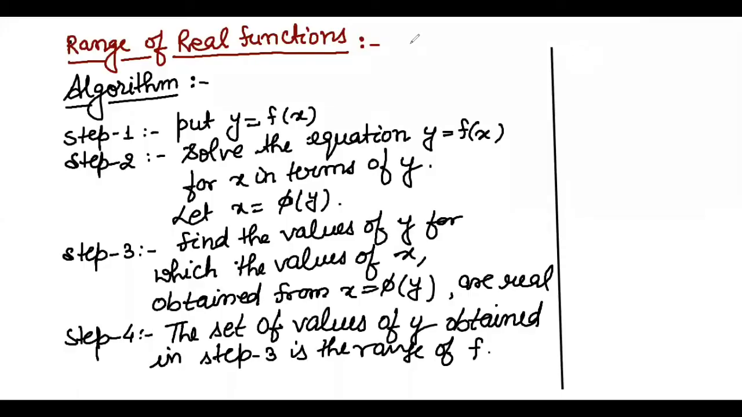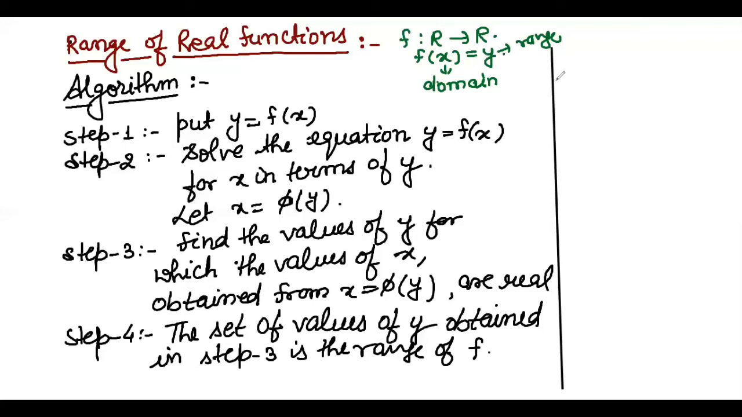Whenever we have to find out range, means if we are taking real function f from R tends to R, so we write it as f(x) equals to y. When we apply value of x, it is called domain. Then the resultant value, f(x) or y, is called range. So here I have written the process of finding range. First step is put y equals to f(x). Then solve the equation y equals to f(x) for x in terms of y. Means here f(x) equals to y is there, we will find out x in terms of y.